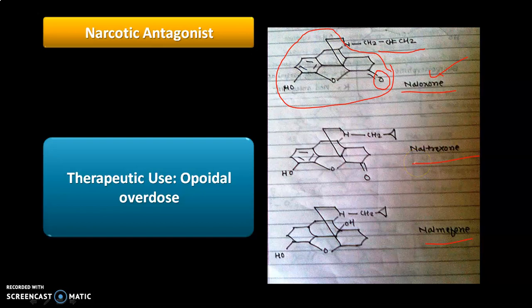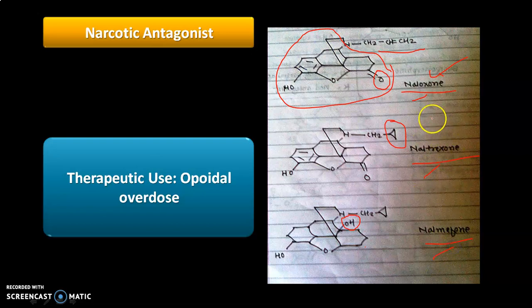The next is naltrexone. Again there is no relationship between the name and structure. It is very similar to naloxone, only a cyclopropyl ring is here. In nalmefene, it is very similar to naltrexone, only the ketone is removed from here and a hydroxy is added to this carbon atom. So in this way you have to remember the 3 structures: naloxone, naltrexone and nalmefene.